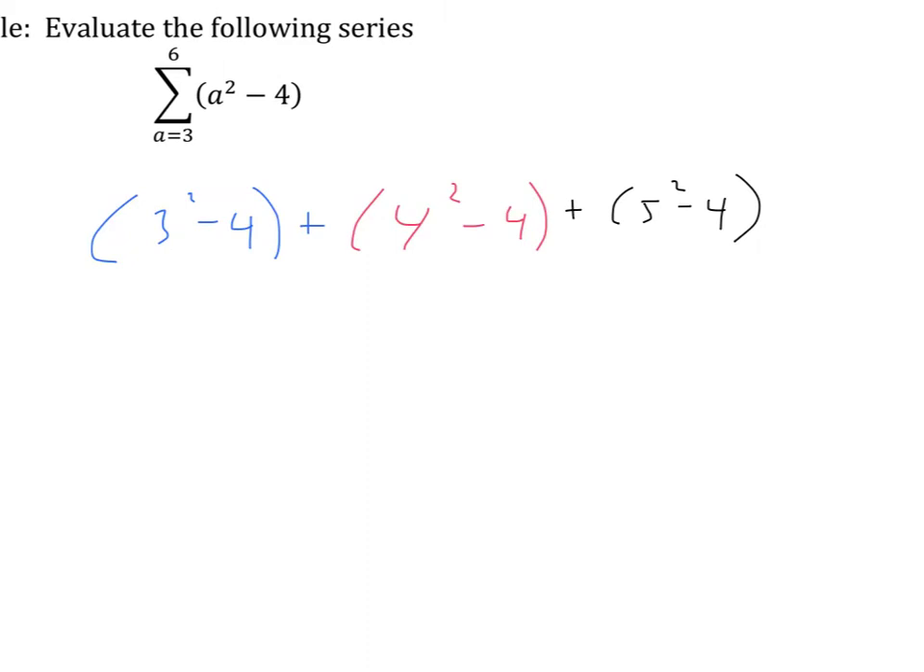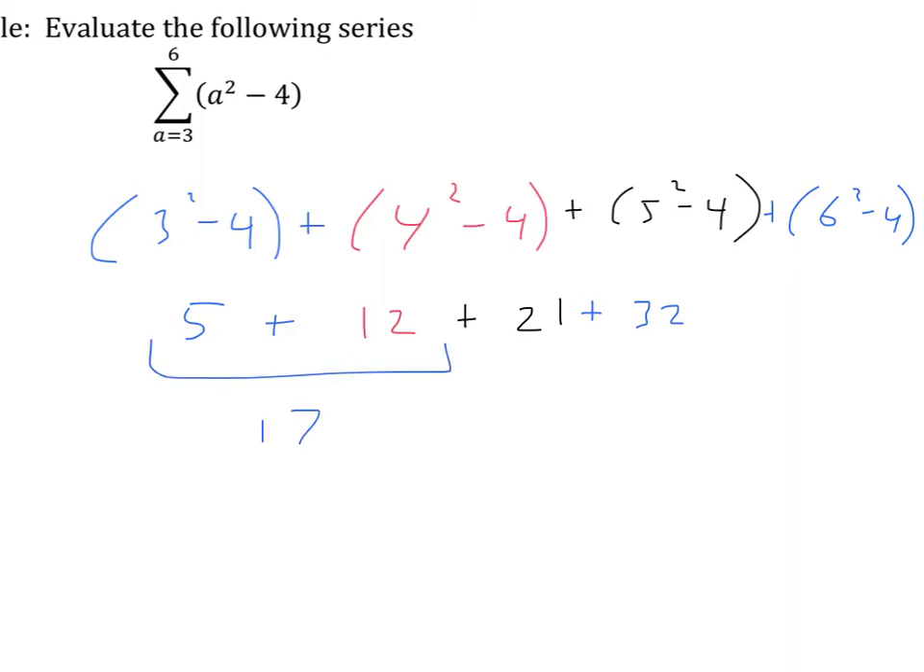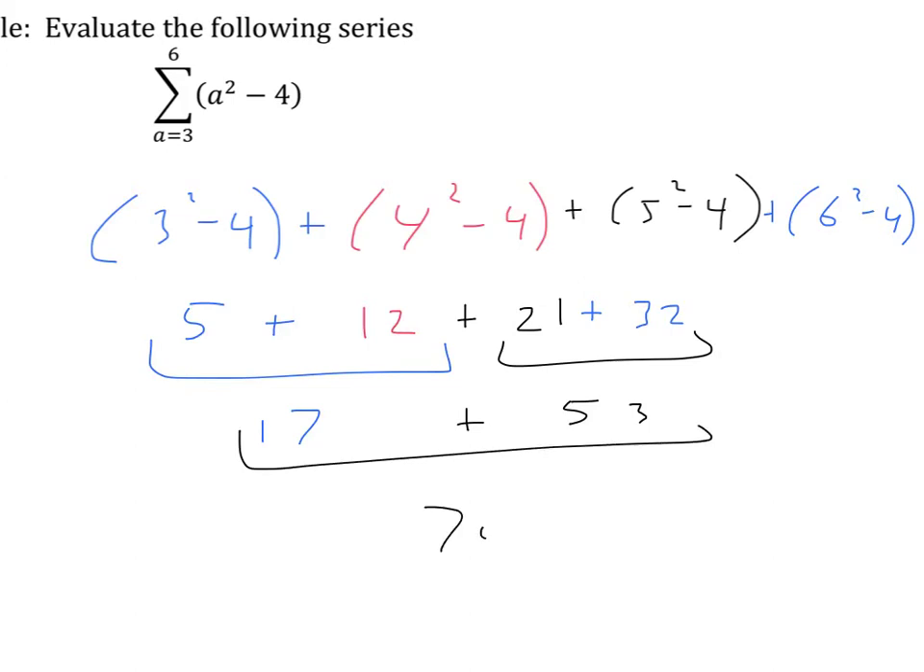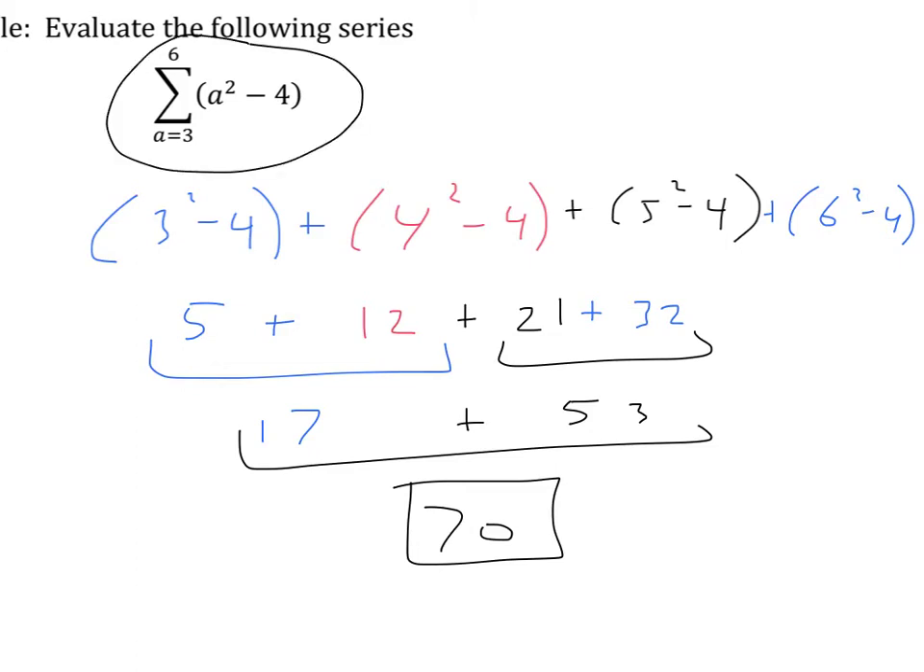and then plus 6 squared minus 4. So we can simplify this. This will be 5 plus 12 plus 21 plus 32. So combining the stuff together, these give me 17, these give me 53, and so when we add both of these together, we end up with 70. Okay? So the purpose of this slide was really just to give you a sense for this notation and how that notation works and what we do with it.